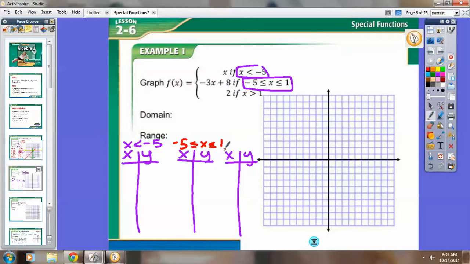You don't want to pick all the values, but I would pick a few. -5 and 1 are definite. You have to put those in. And the third piece is x is greater than 1. Again, 1 has to be the first value you put in.